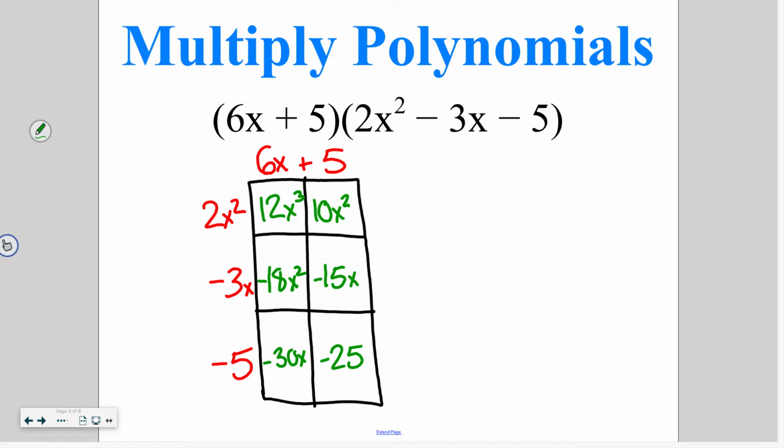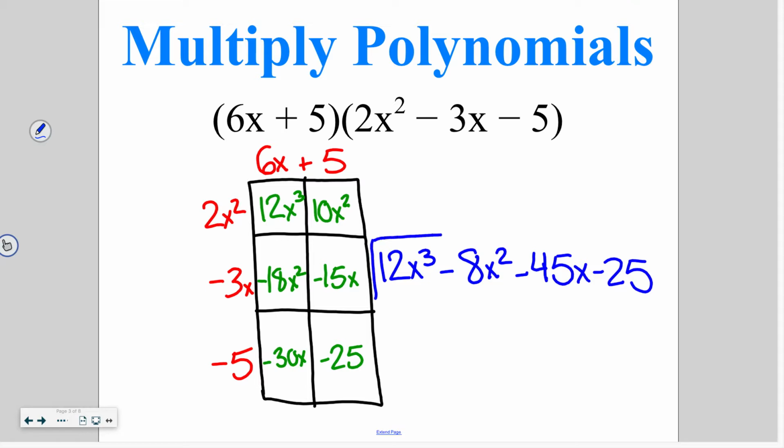So now I've made sure that I've multiplied each term in the first part with the second, and the second term with each of these second expressions. So now I want to check for like terms to figure out my final answer. There's nothing to combine 12x cubed with, so we're going to start with that. Then I've got 10x squareds and negative 18x squareds, so that's going to give me negative 8x squared. Then I've got negative 15x and negative 30x, so that's going to give me negative 45x, and then the negative 25 stays by itself. So when I multiply it out, that is my final answer.